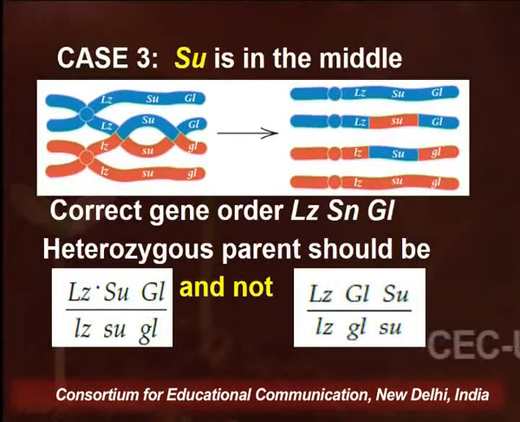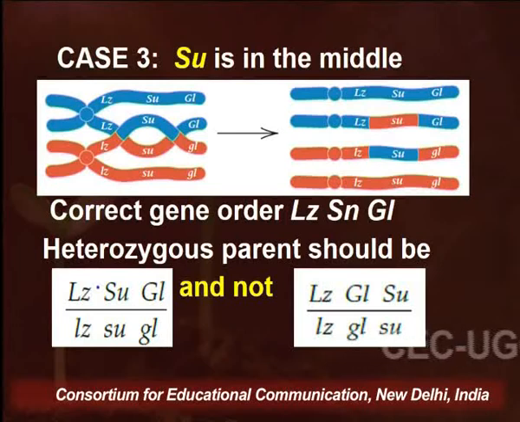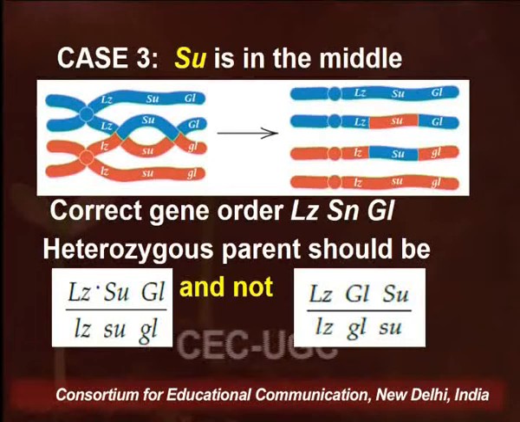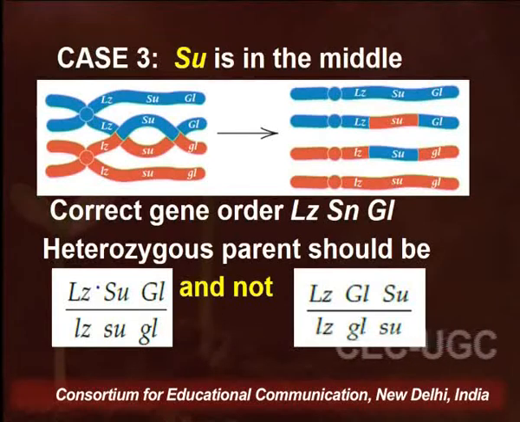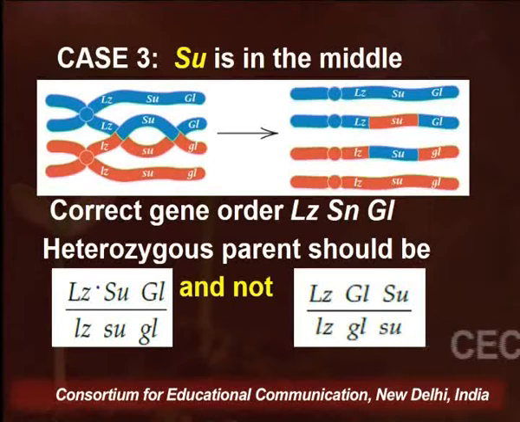Taking this into account, if we have concluded that SU is there in the middle, then the correct gene order of the heterozygous parent should be not what we had described earlier. That was only an arbitrary example, and I told you that maybe there would be a need to change, and there is. You can see on the right hand box that the sequence was LZ, GL, SU. This was the earlier one, but the actual sequence should be the one given on the left, and that is LZ, SU, GL.